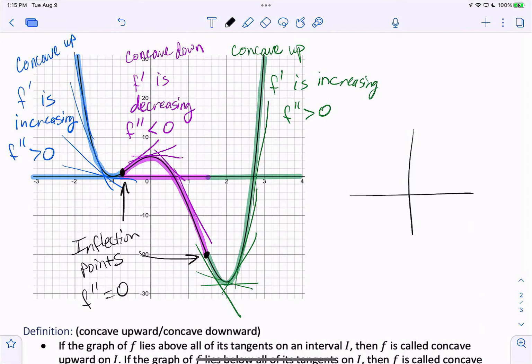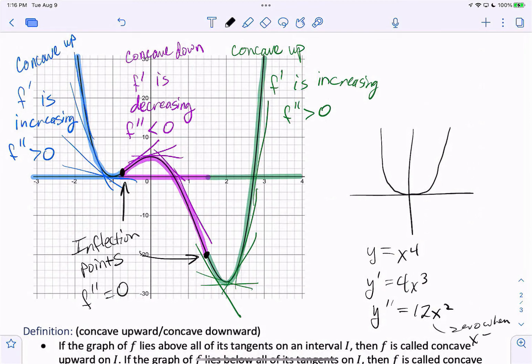Let's again think about y equals x cubed. No, that one won't do it. Let's think about y equals x to the 4th power. The derivative is y prime equals 4x cubed. The second derivative is y double prime equals 12x squared. We know that this is 0 when x is equal to 0, but to the left of 0, our graph is concave up, and to the right of 0, our graph is again concave up. And so just knowing that the second derivative is 0 doesn't automatically mean we have an inflection point.